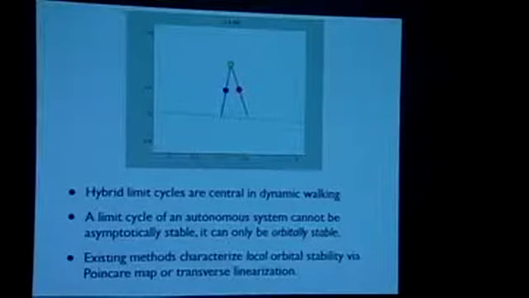So there are existing methods to characterize local orbital stability. For example, Katja was using the Poincaré map, and Anton has used before the transverse linearization. These methods so far characterize just some local property of stability, without any real definition of how local that is. So it's very interesting, I think, to be able to study regions of attraction as well.